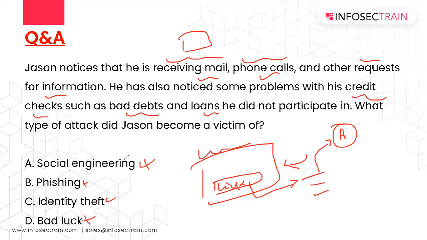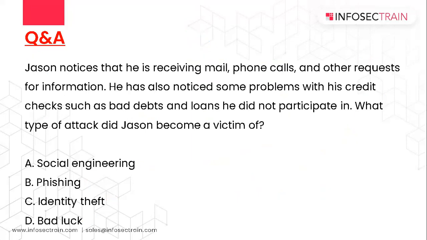Then along with that, in this second line over here, we are also getting the information about the problems with the credit checks, the bad debts, and the loans, which our victim has not participated in, right? So these two lines are indicating that someone has been using our victim's personal information to open some new accounts and to take out the loans. So over here, the correct option is option C, identity theft.